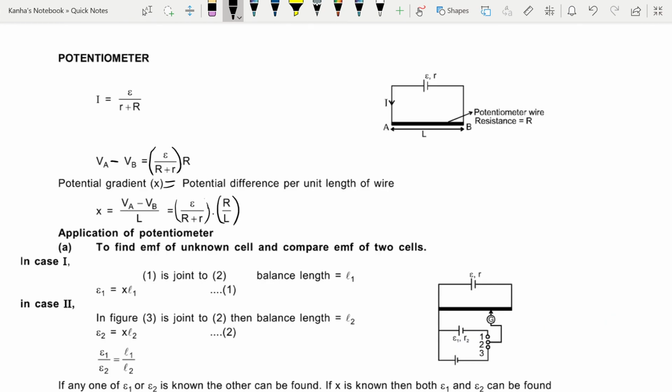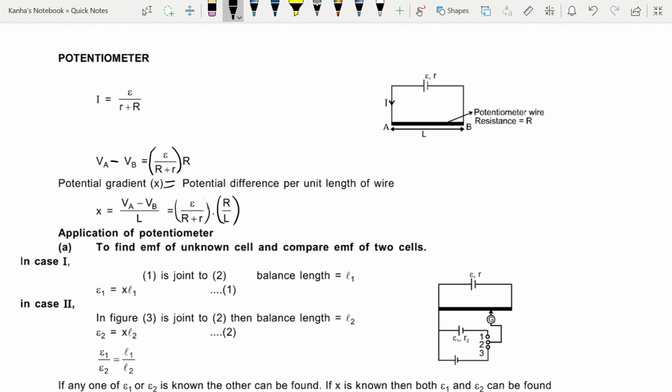Finally, let's look at the potentiometer. So my potentiometer is having a lot of applications. For example, you can find the EMF of an unknown cell and compare EMF of two cells. You can find unknown resistance and many other applications.